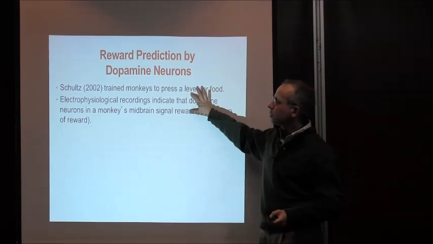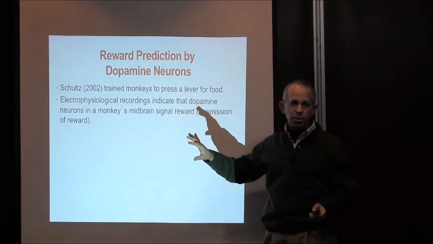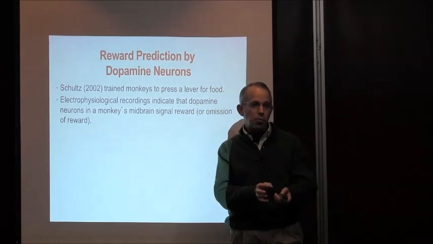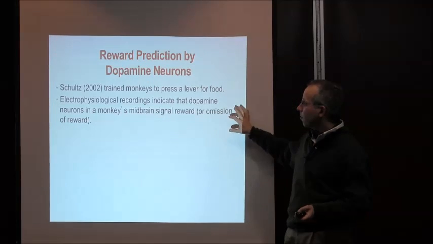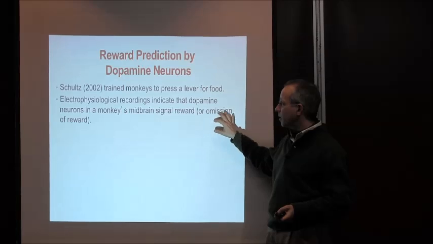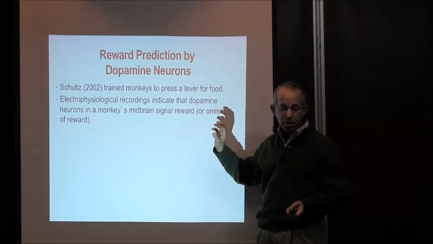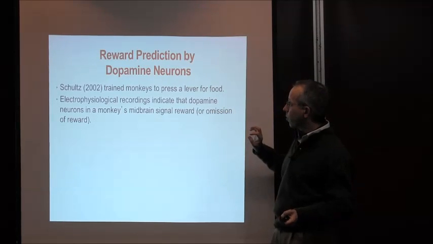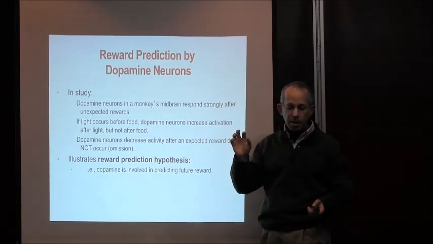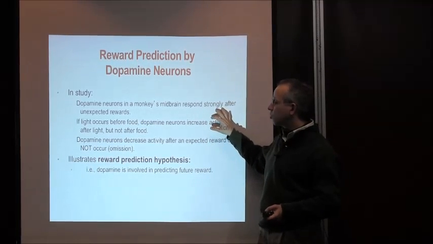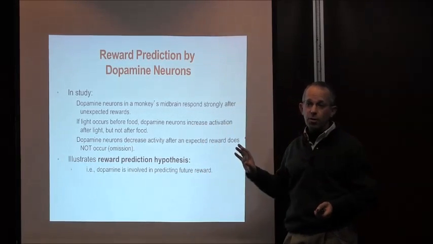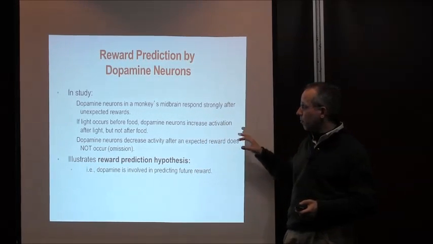So one of the most important results in understanding dopamine comes from studies of the role of dopamine in conditioning, from recordings that are made of the dopamine neurons in the VTA in a monkey that's being conditioned to reward or to omission of reward. In this study by Schultz, the dopamine neurons in the monkey's midbrain respond strongly, but only after unexpected rewards. This is where we saw evidence of its role in reinforcement learning.